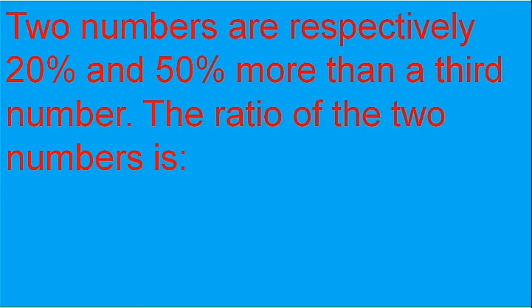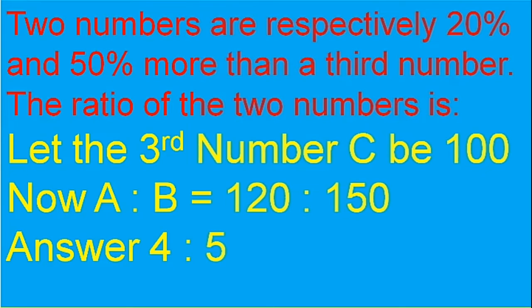Simple thing, we can take the third number as 100. Take the three numbers A, B, C. Let the third number C be 100. What will be A and B? It is 120 and 150, since I have taken 100, we can simply add 20% more and 50% more. So 120 is to 150 is 4 is to 5. So the lowest fraction is 4 is to 5. The ratio of the two numbers is 4 is to 5.